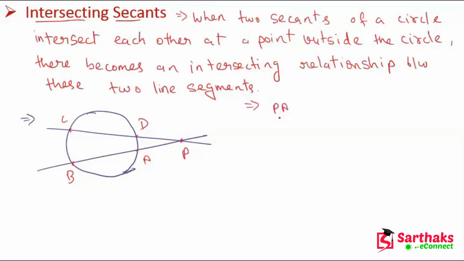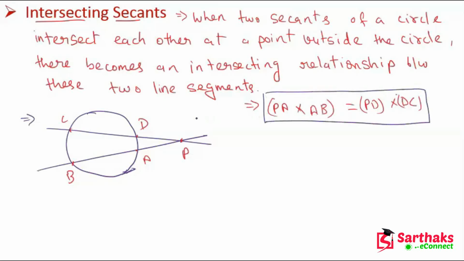So the relation between these two lines is PA into AB, which is equal to PD into DC. This is the relationship between two line segments. I hope you get this point. So now let's move on.